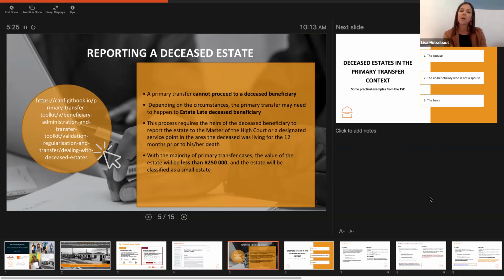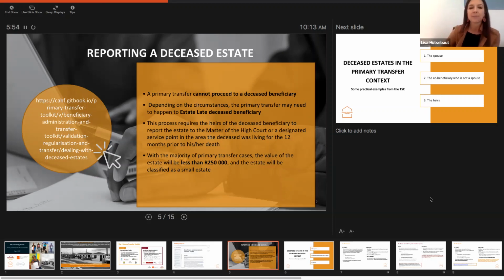So it's not a particularly complicated process. The forms are a little bit tricky, but with some guidance they are able to be fairly easily completed. And then those documents basically get lodged at the master's office, and the master needs to issue what's called letters of authority. And those letters of authority is what allows a person, whoever has gone and reported the estate, to act on behalf of that estate.